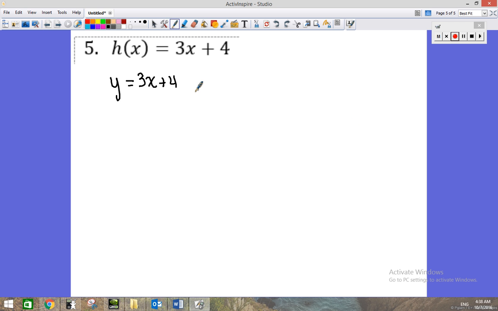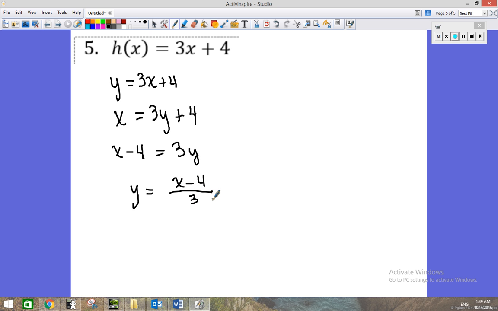Alright, so the technique for finding the equation, well, the idea of an inverse is you're switching the domain and range. So when we're finding the equation, we switch the variables x and y. And now we solve this equation for y, which is pretty simple. We subtract 4 from each side, and then we divide each side by 3. So we have x minus 4 divided by 3.